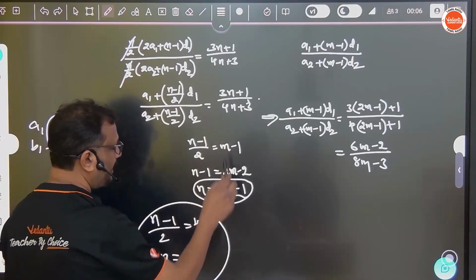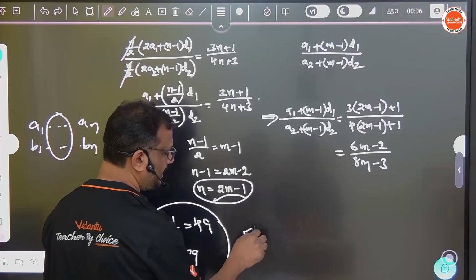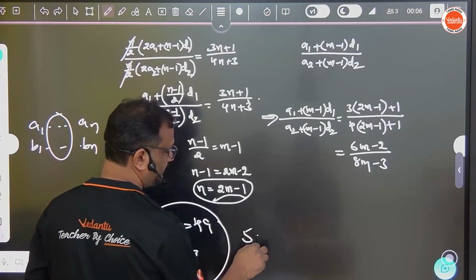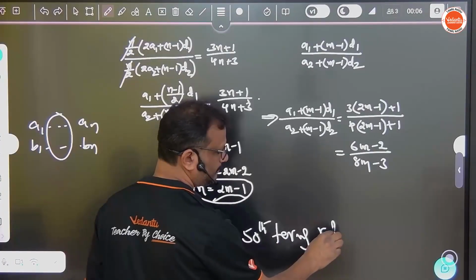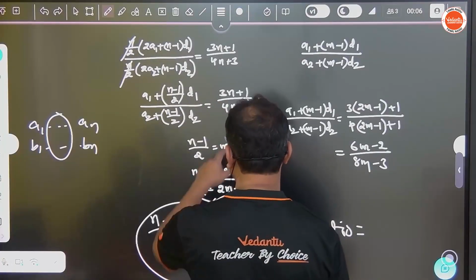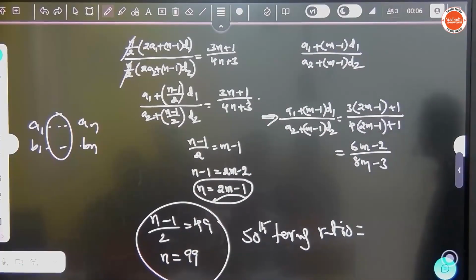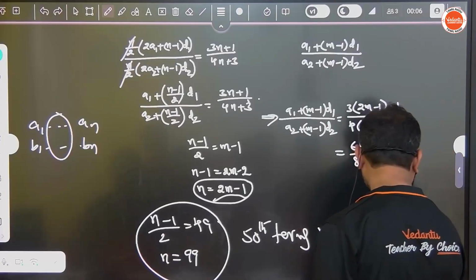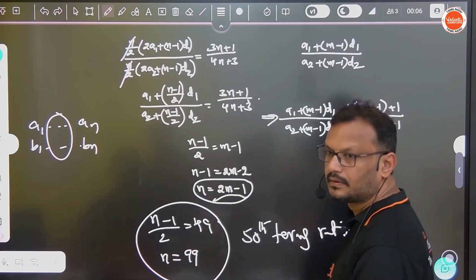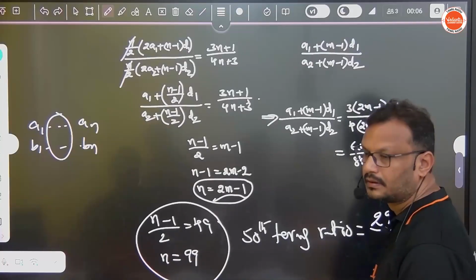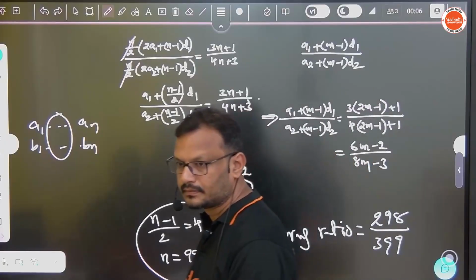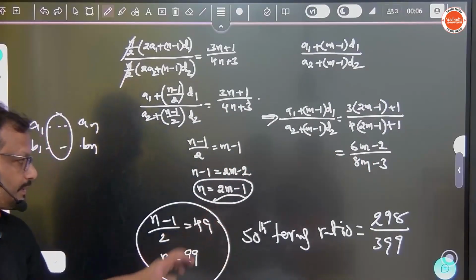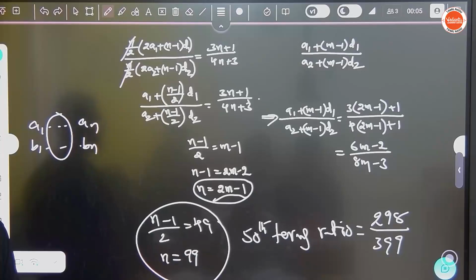So just substitute this in. We are finding the 50th term ratio. Tell me now, substitute 99 in this: 298 by 399. So that is the ratio. Understood, no?